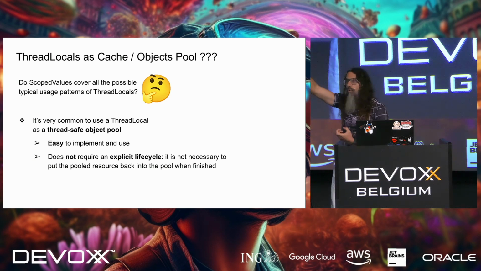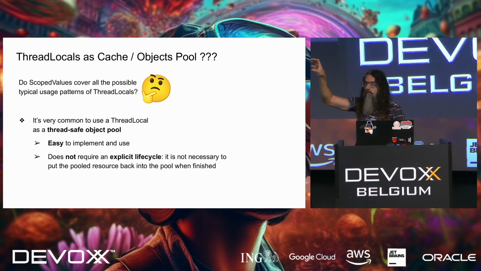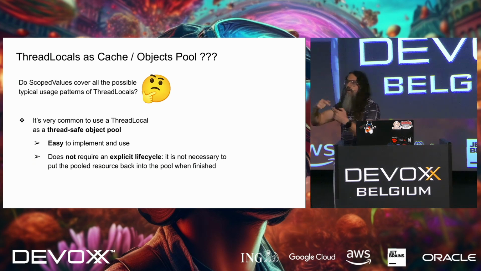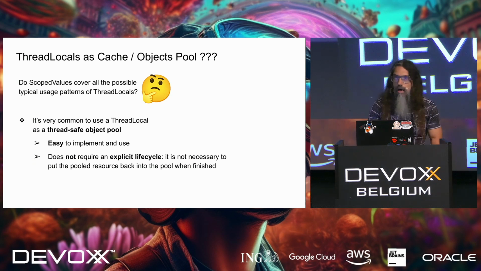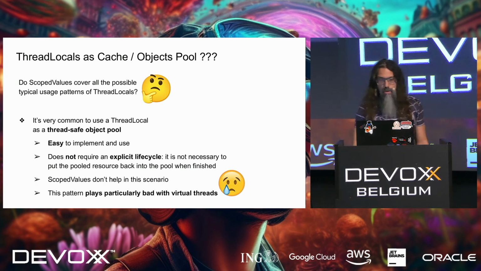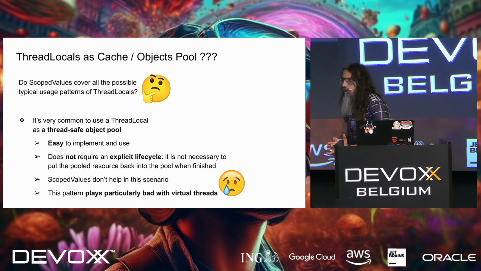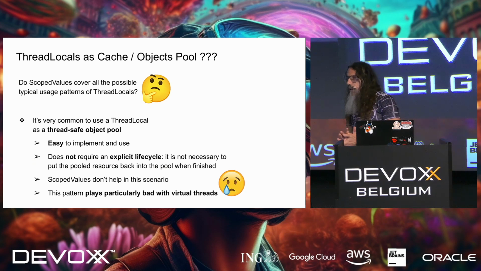Okay, so you don't have to put the resource back in the ThreadLocal. The resource is still there. Okay, so if the executor will launch another task on the same thread later, it can reuse that same resource in a safe way. So this is why the ThreadLocal is also often used as an object pool, okay? And unfortunately, the scoped value is not a solution for this usage pattern at all, of course, and this pattern plays extremely badly with virtual thread.